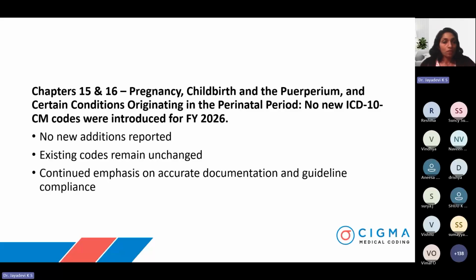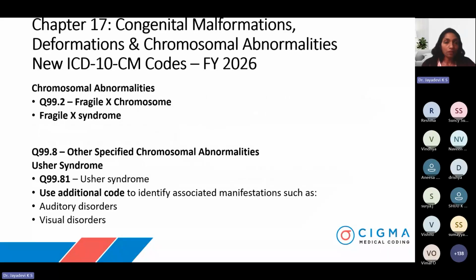Now, chapters 15 and 16, as I've told, have no additions, existing codes are unchanged, and no documentation changes. That's accurate documentation guidelines compliance has been emphasized. Now, chapter 17, congenital malformations, deformities, and chromosomal abnormalities, new ICD-10 codes.